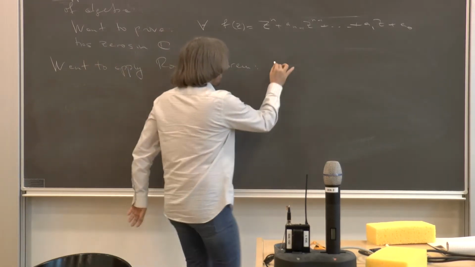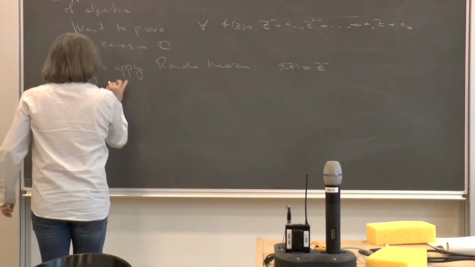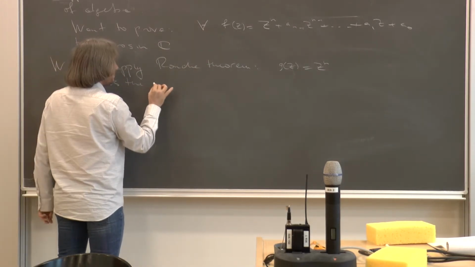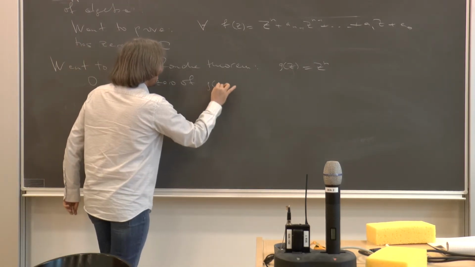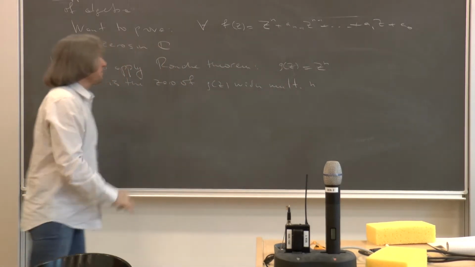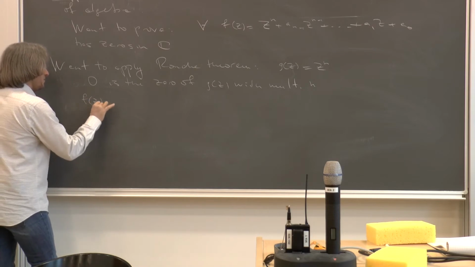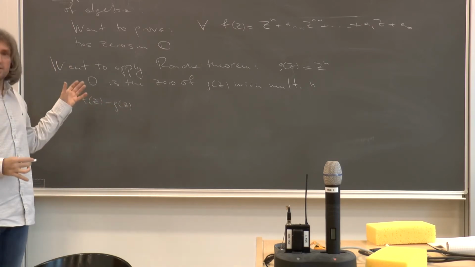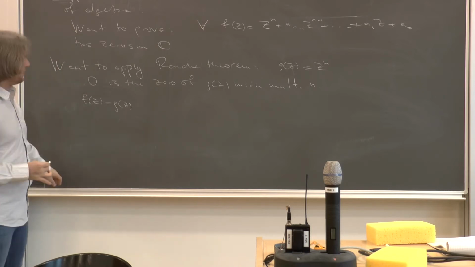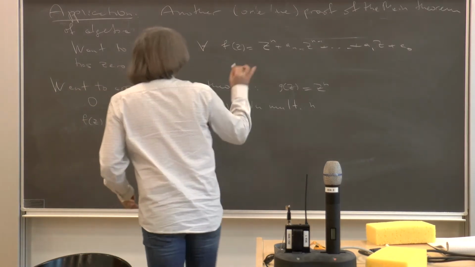So f is chosen, g of z is simply z to the n. Then 0 is the root of g of z with multiplicity n. So the number we're talking about is n, and now take f of z minus g of z. I mean, we need to check that the conditions of the theorem are satisfied. So our domain will be basically all complex numbers. Now we need to choose gamma.